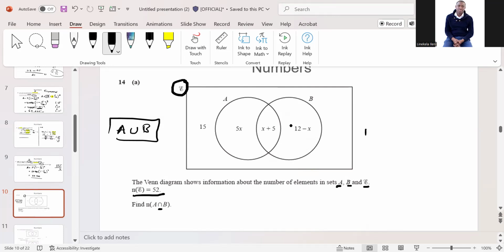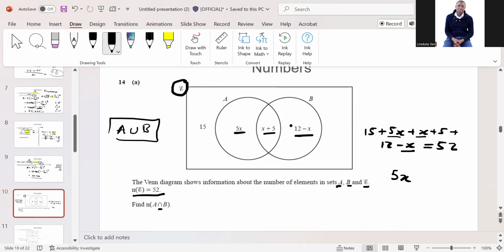And it contains 52 numbers, which means all of this is supposed to add up to 52. Which means I must just take the 15 plus the 5x plus the x plus 5 plus the 12 minus x, and it must give me 52. This is how best I must solve this. Every time you look at anything that has got x, you know you're just supposed to solve it algebraically. So in this case, you collect your like terms. That will be 5x plus x, minus the other x here, which gives us 5x.